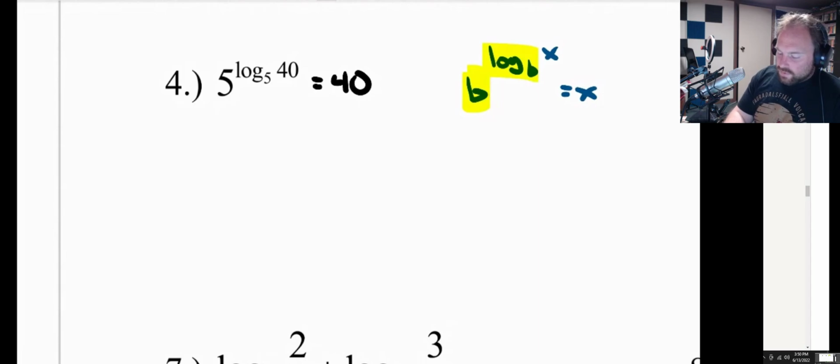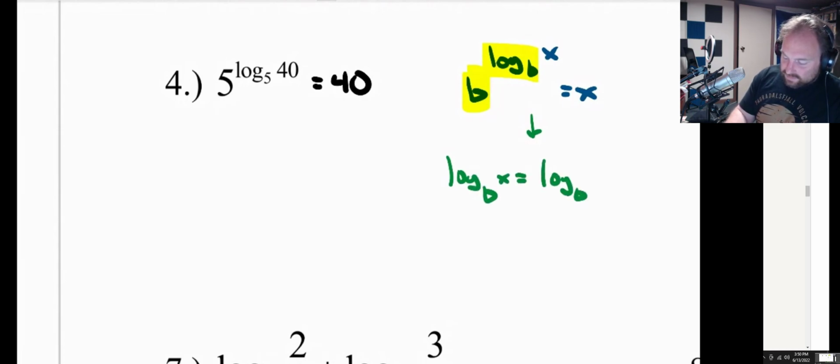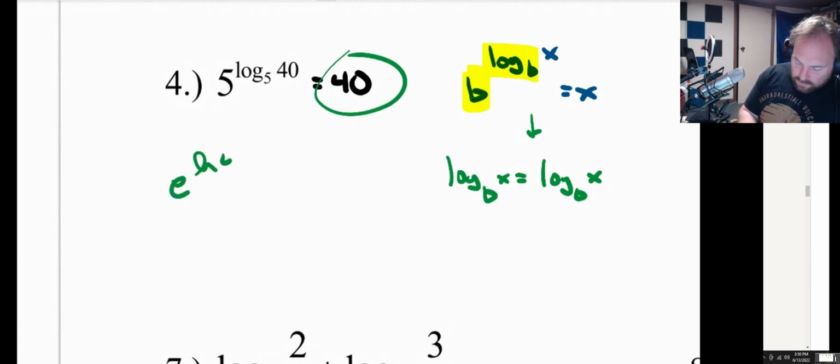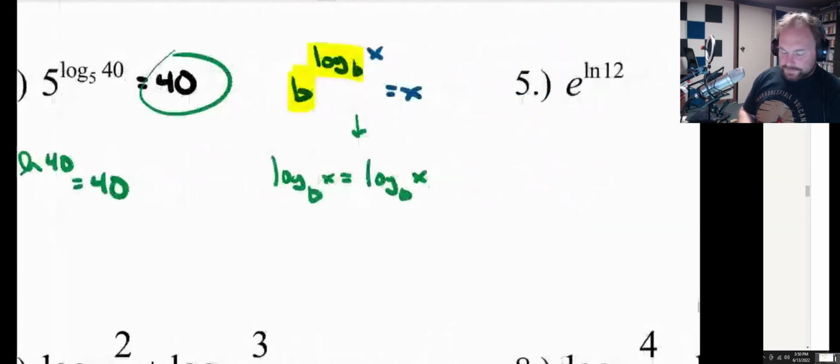If you wanted to write this as a logarithmic expression, you'd be writing that the log base b of x equals the log base b of x. They're the same exact idea. So anyway, it's 40. The 5 and the log base 5 cancel out, the same way that e to the natural log of 40 would also be 40. That's a property we use a lot later on in the class too.